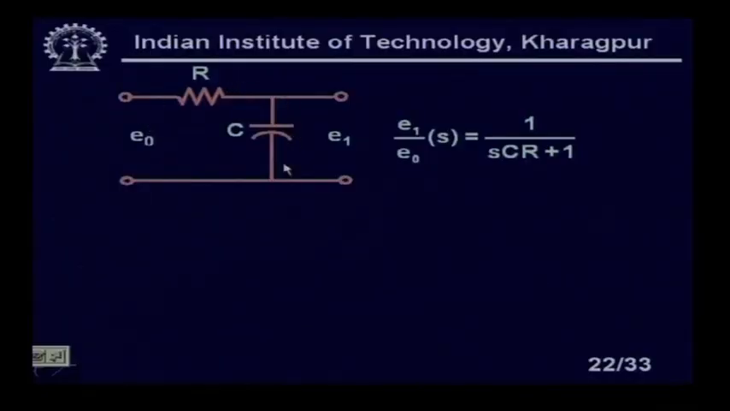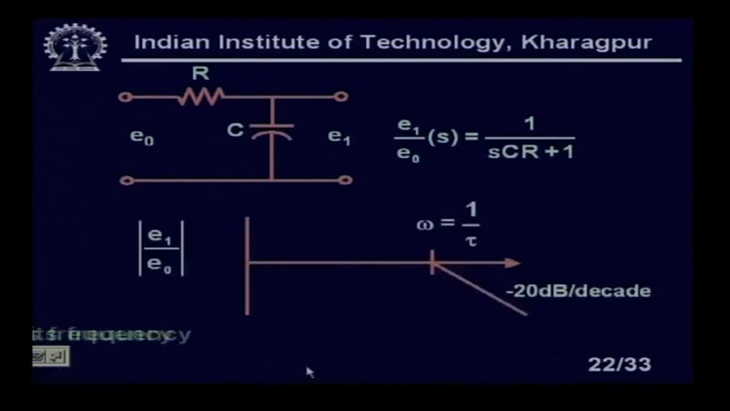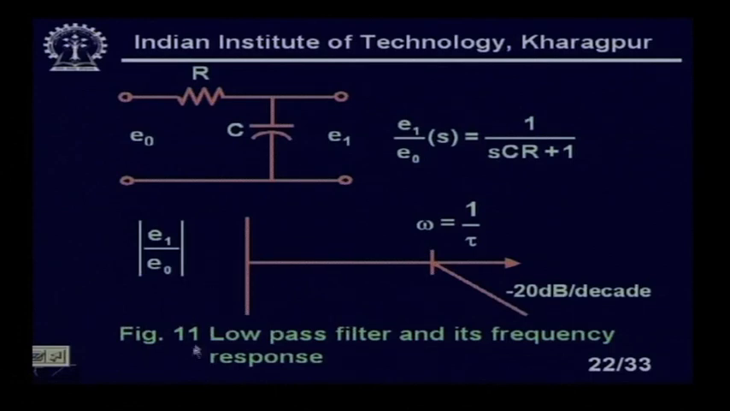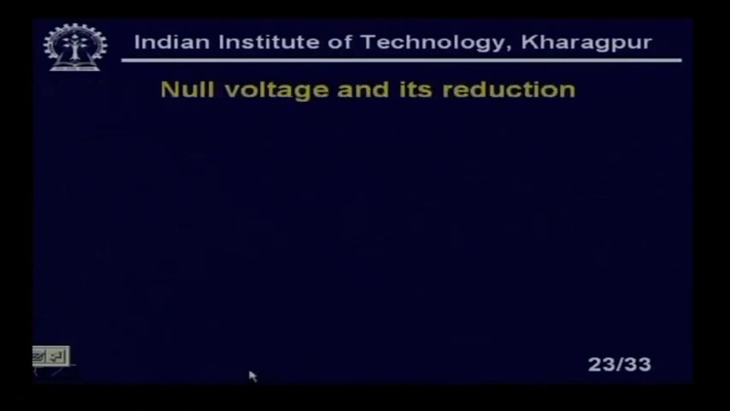Clear? So if I have that, I can use a simple RC filter. This is a first order RC filter, and that will suffice to extract the original signal. The response will look like this: E1 by E naught, the output voltage, falls at minus 20 dB per decade. The corner frequency is omega equal to 1 by tau, right. So this is a low pass filter and its frequency response.